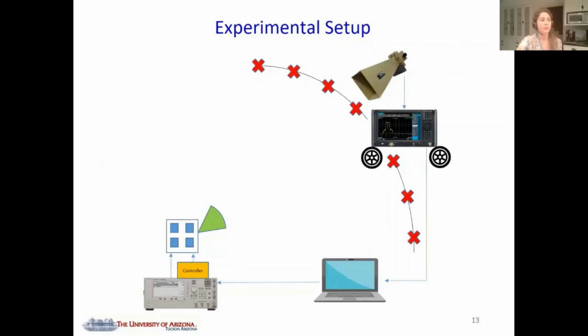This is a cartoon representation of our setup where we have a host PC that is connected to a signal generator with a phased array antenna that represents the base station. And we also have a spectrum analyzer with a horn antenna that represents our user equipment. The base station transmits the signal and the host PC reads the power from the spectrum analyzer, which emulates the effect of the hybrid ARQ packets. And then the host PC tells the base station which arm to select next.